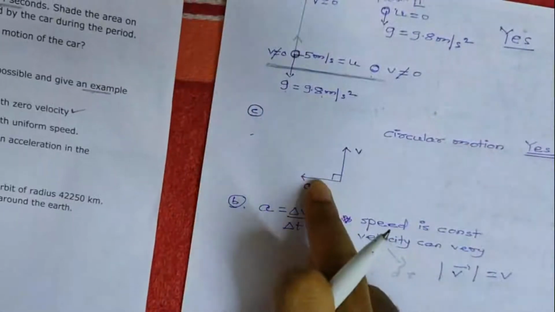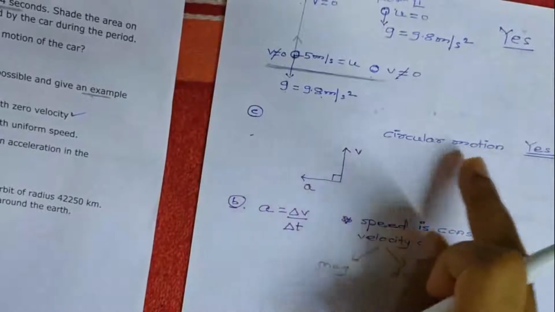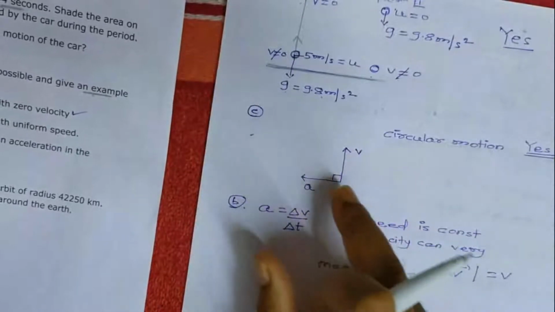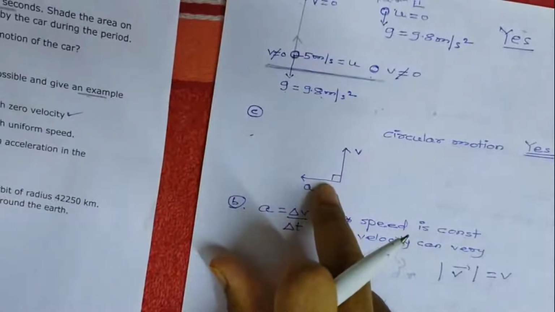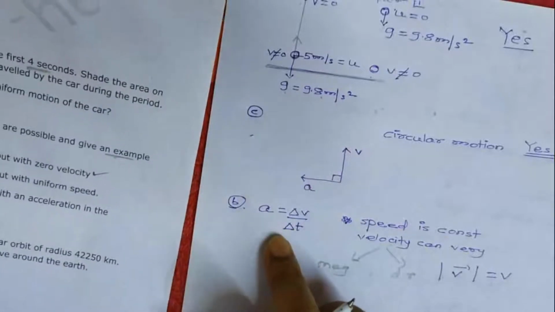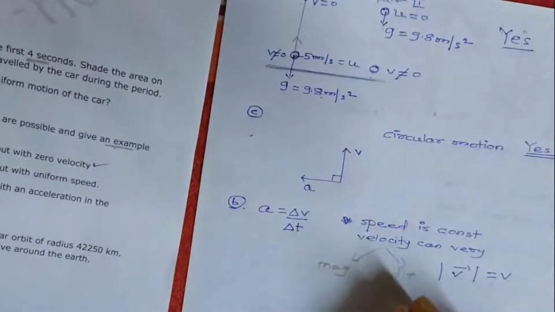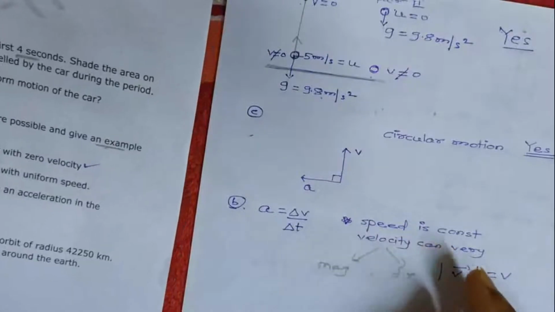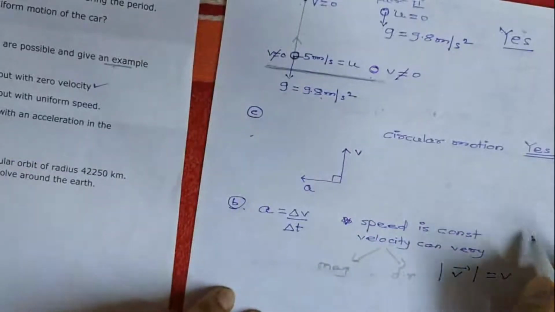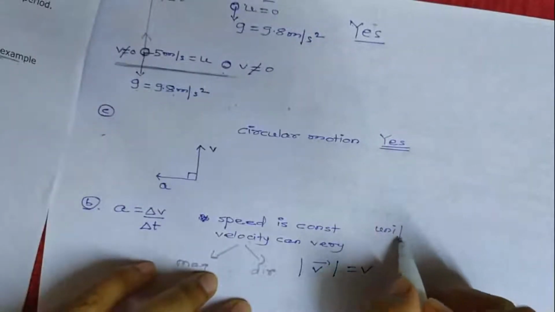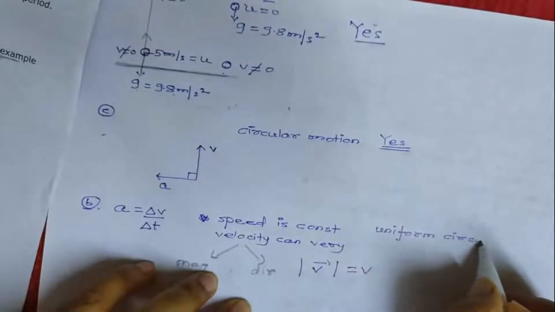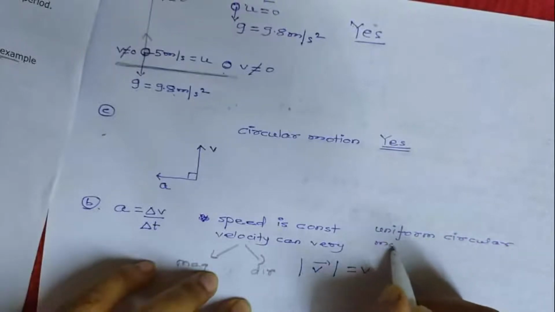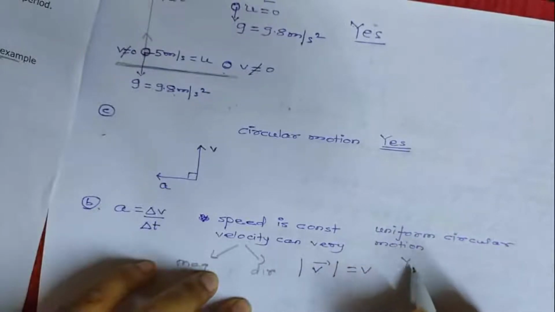Because while solving C, we learned that in circular motion, velocity is along the tangent of the circle and acceleration acts towards the center, and there lies an angle of 90 degrees. But in the B part, there is simply an add-on, that is, speed is constant. Yes, no problem. So what is the example? Uniform circular motion. So you can write uniform circular motion. So the answer is yes, this is possible.